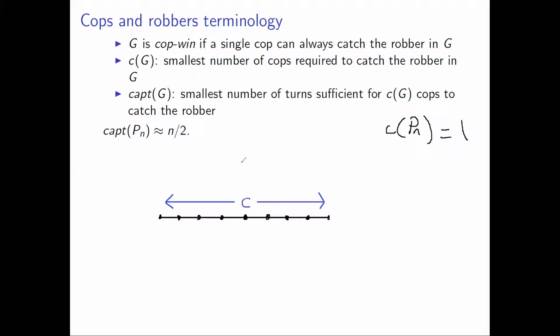And we can see that if the cop does position themselves close to the center of the path, the capture time is approximately n/2. Regardless of where the robber goes, the robber can go over here or they can go over here, and the cop will just step towards the robber each turn of the game. And since the cop is in the center and the total length is n, in order for the cop to capture the robber, the cop has to take at most n/2 steps, approximately. And so that's why the capture time is approximately n/2.